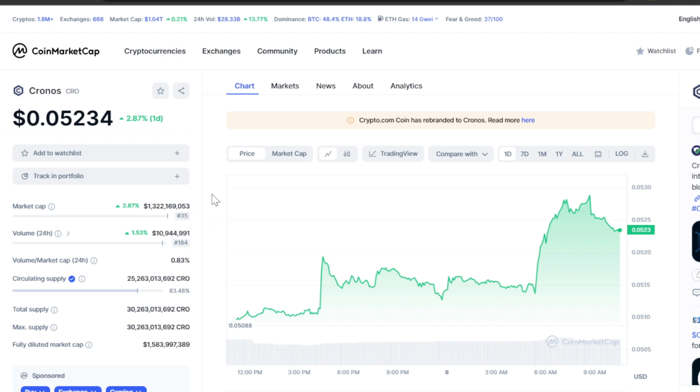So let's look at the market cap. We see market cap is at $1.3 billion. That's rank 35. And I always say, I believe crypto.com and the Cronos coin can easily be a top 25 project moving forward in the future, especially with everything that they're doing. Now, volume is up 1% rather, and we see the number is at 10.9 million. That's ranked 184. So love to see that volume being pumped. And it's a green day, so any green day is a good day.